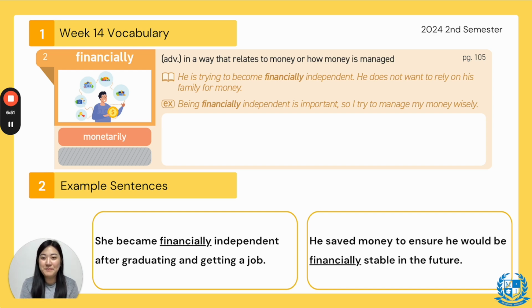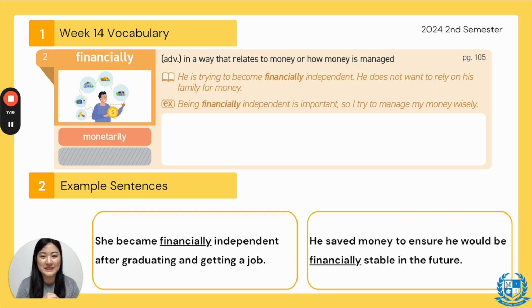Let's look at our example and read together. Ready? 1, 2, 3. Being financially independent is important, so I try to manage my money wisely. Good. That means that we are not going to waste our money. If we see like a cool CD from the newest K-pop artist, we're not going to spend our money on that. Instead, we're going to save it for something else later that we actually need.